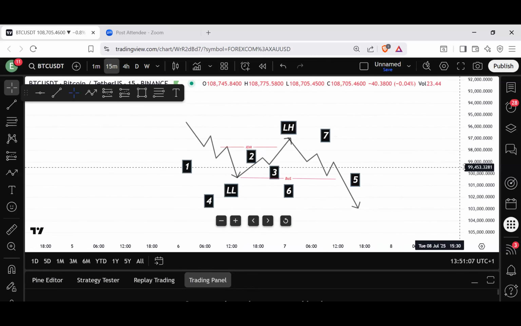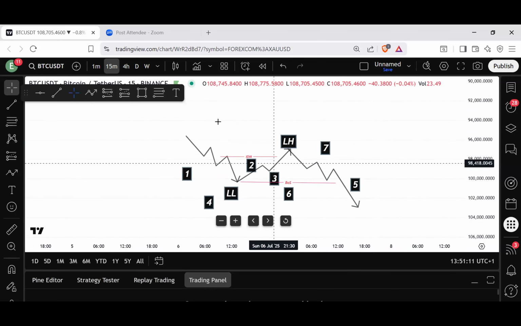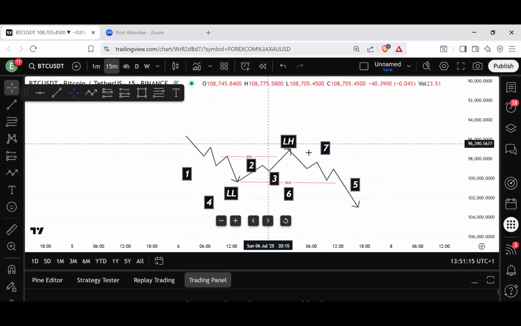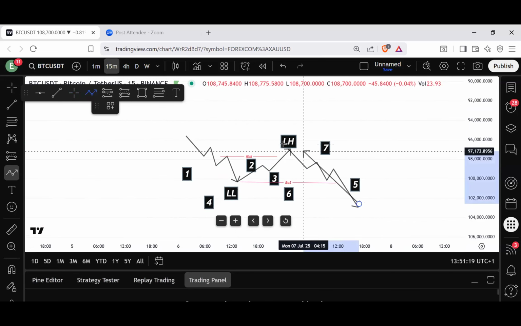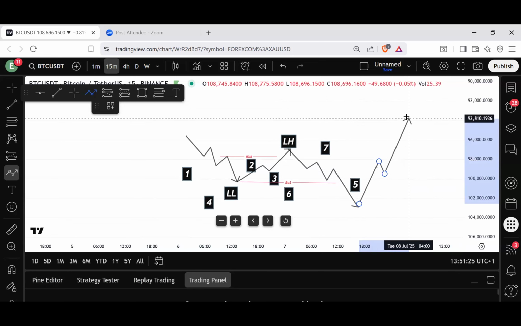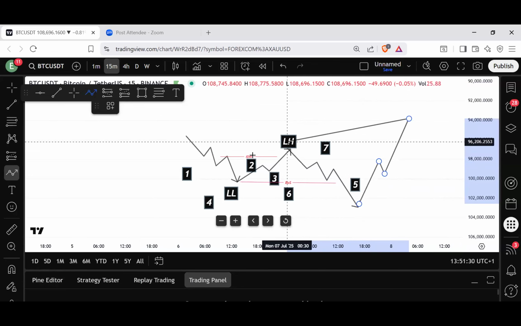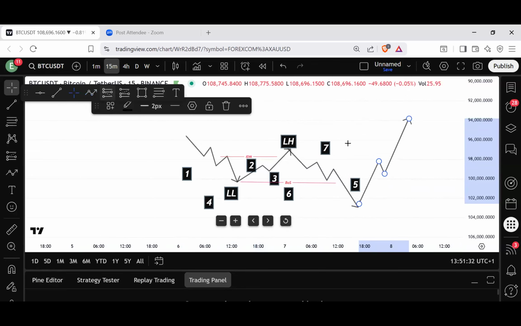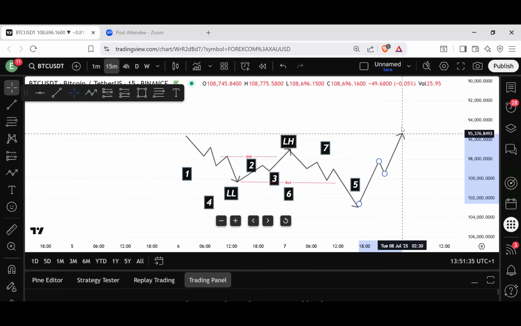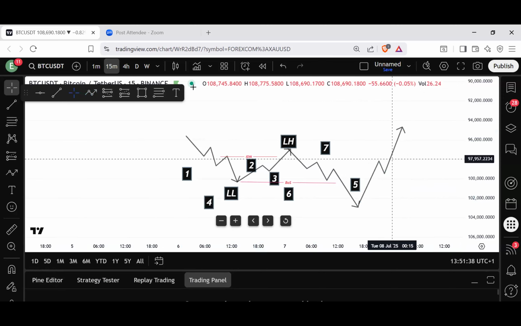So for change of character to happen now, since this is a downtrend, we must have a move like this that will break higher than this point. So this must happen. So that will be 8.